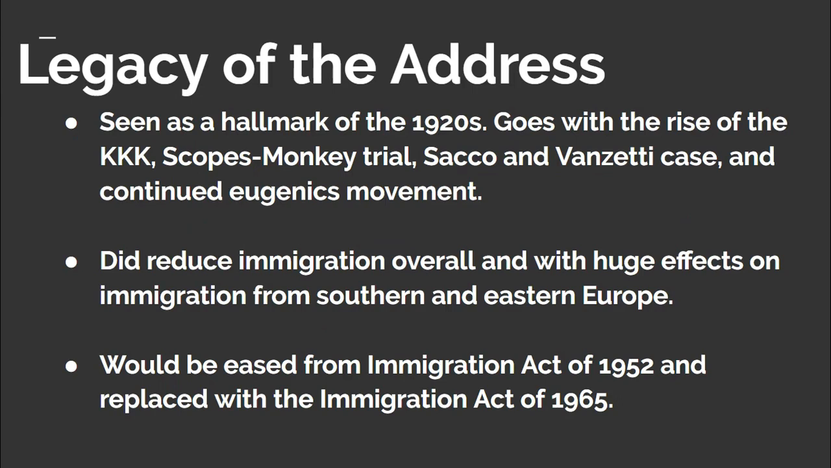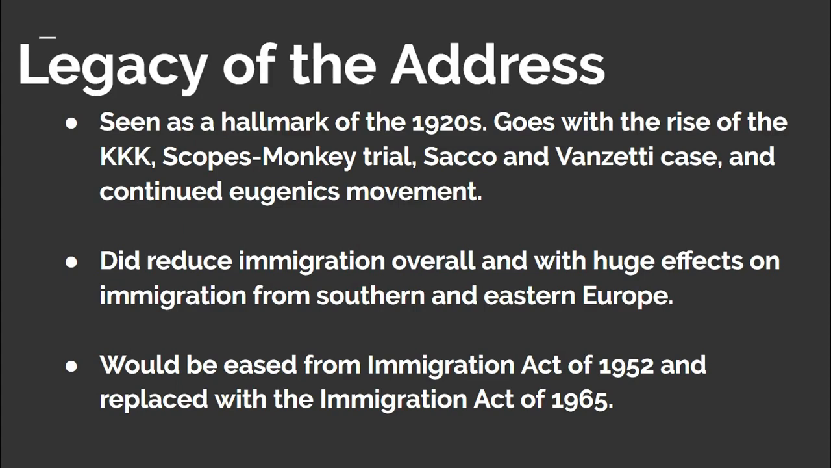Finally, looking at the legacy of the act, it has gone down as one of the hallmarks of the 1920s. While some see the 1920s as an era of progressivism because of flappers, jazz music, speakeasy cultures, and the like, outside of big city thrills, it was actually an era of conservatism and anti-immigrant attitudes. It fits right in with the rise of the Ku Klux Klan, the Scopes monkey trial, the anti-immigrant fervor over the Sacco and Vanzetti case, and the continuing eugenics movement.